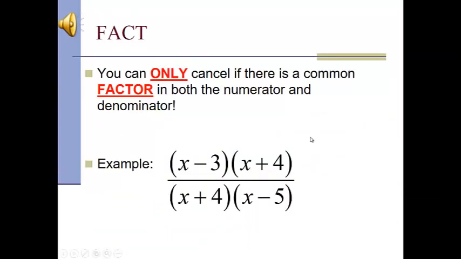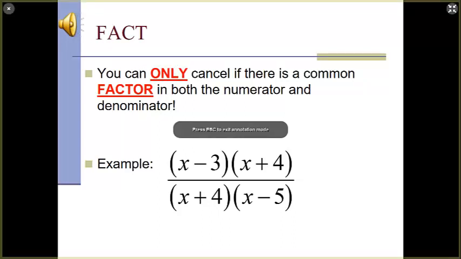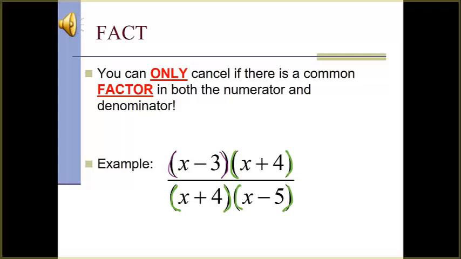All right. So here is a fact: you can only cancel if there's a common factor in both the numerator and the denominator. The way I think of this is you have to think of these as like a married couple. So you have the x minus 3 is a married couple. You have the x plus 4 is a married couple. X plus 4 on the bottom is a married couple. And the x minus 5 on the bottom is a married couple.